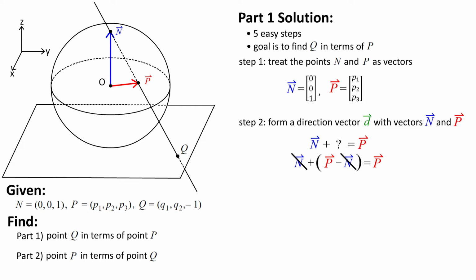If you cancel out the two vector n's, you can see why this is true, because we get vector p equals vector p. So, let's let our direction vector d equal this difference between vectors p and n. Here's what it looks like on the diagram. As you can see, it's parallel to the line that runs through the heads of vectors n and p.